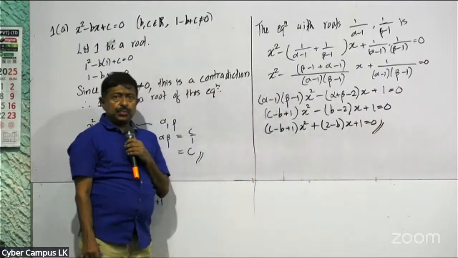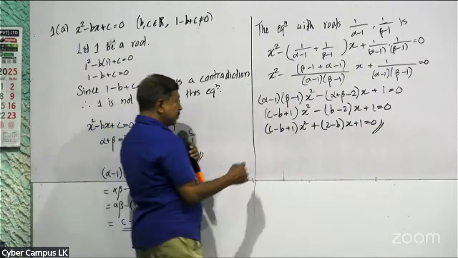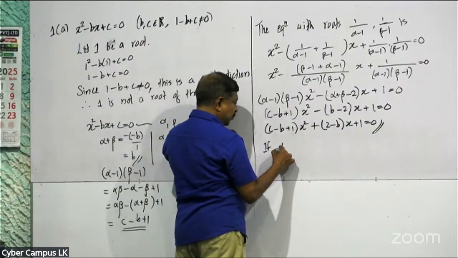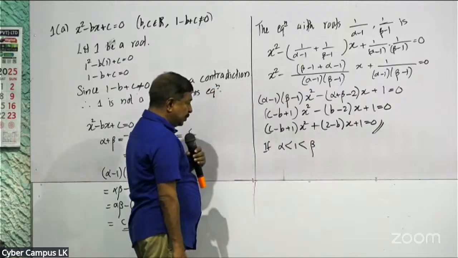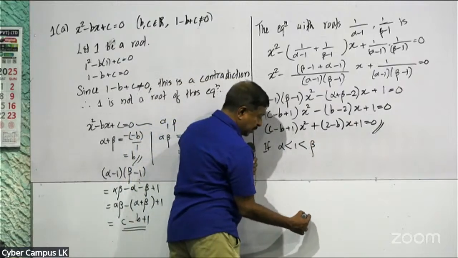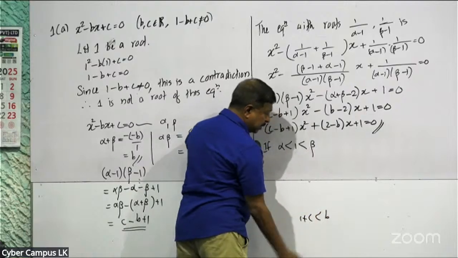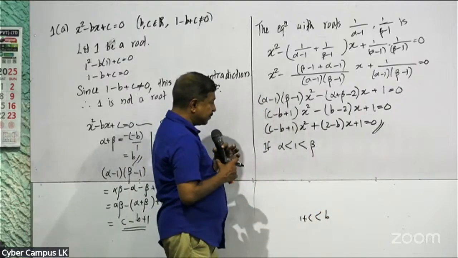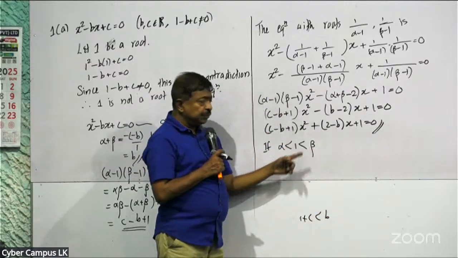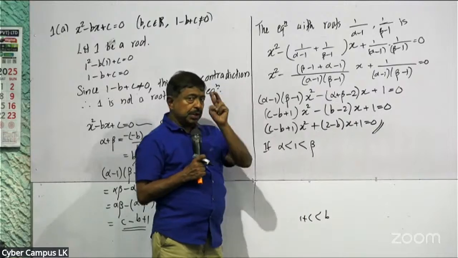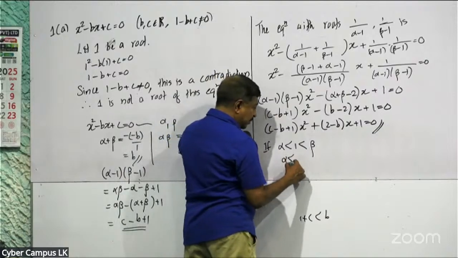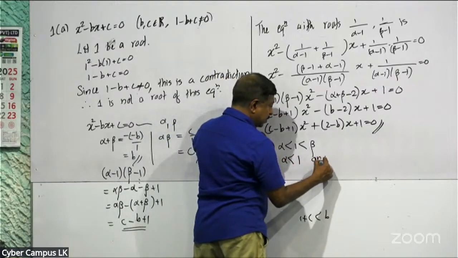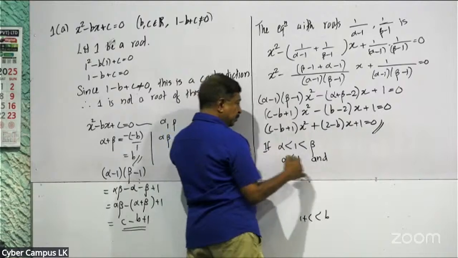Now we need to prove another thing. If alpha is less than 1 and less than beta, you need to show that 1 plus C is less than B or something like that. With this, there are two inequality signs, so you can come up with two independent inequalities like this. Alpha is less than 1, and both should satisfy.